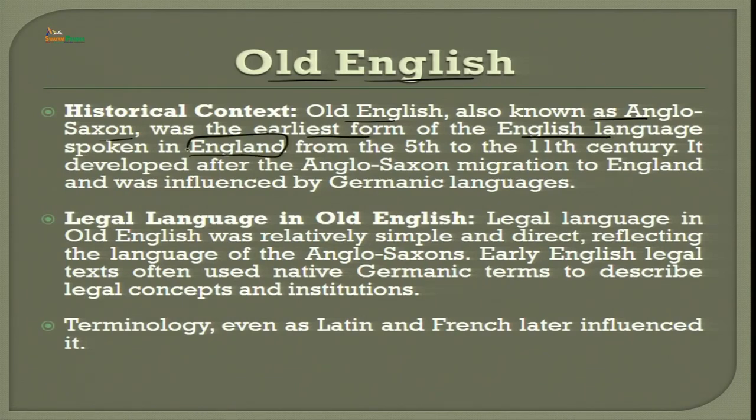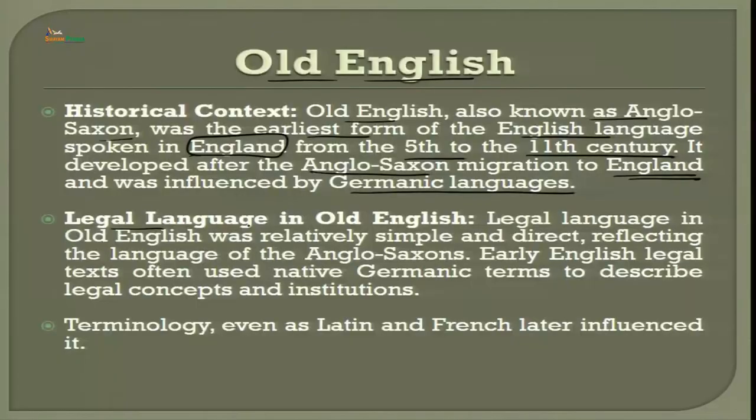I told you that England was known as the land of the Angles from the 5th to the 11th century. It developed after the Anglo-Saxon migration to England and was influenced by the Germanic language. So it was actually influenced by the Germanic language in that condition. So this is all about the historical context of Old English.